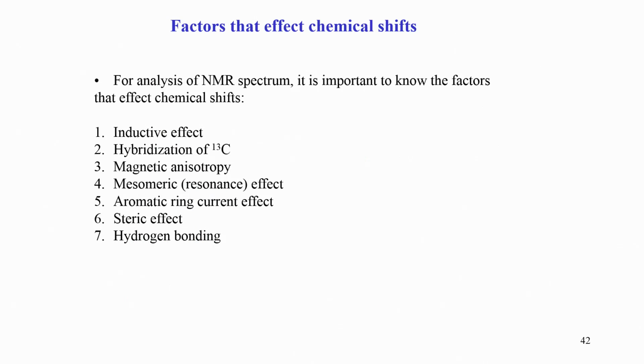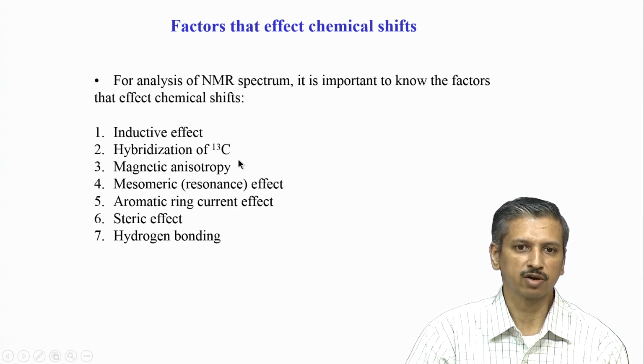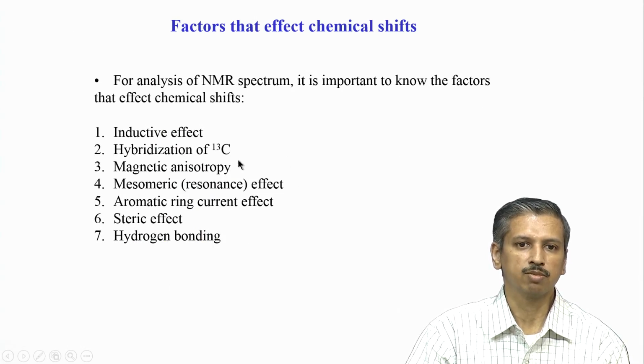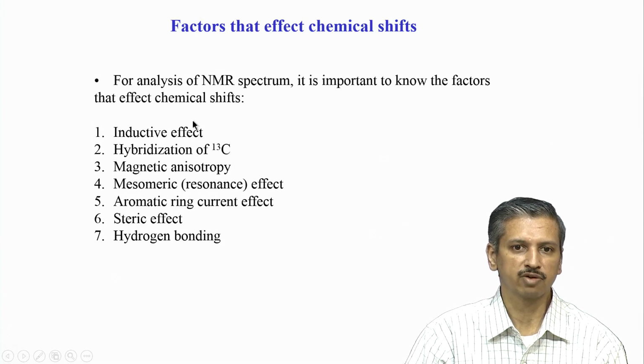So what are the different factors which affect the chemical shift? We just alluded to one factor, the inductive effect, but we will look quickly through all of these. This has been covered very nicely in various textbooks in the previous course, but we will have a quick glance, because in biomolecules all of these have an effect, and therefore it will be useful to understand how they affect the spectrum.